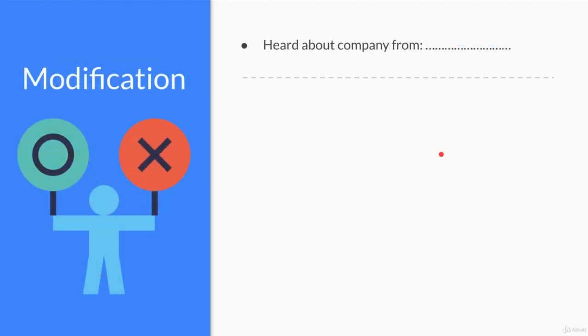Now the next type of trap is the modification trap. So here's an example of this. Heard about a company from where? From where? Here is the transcript.